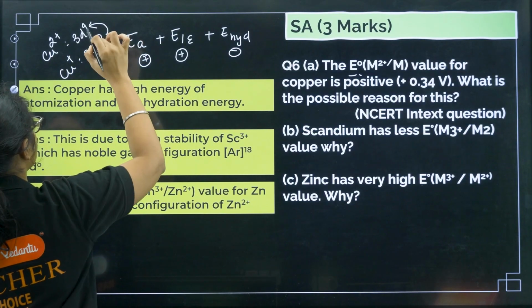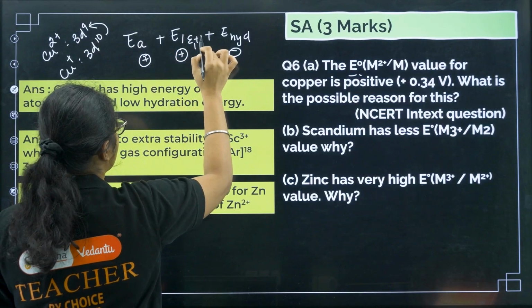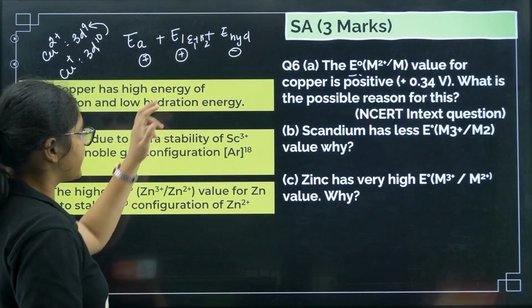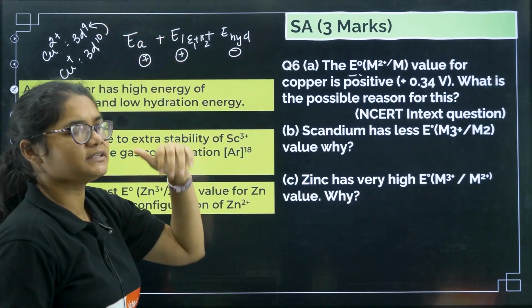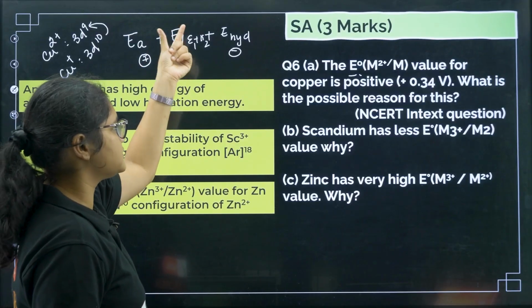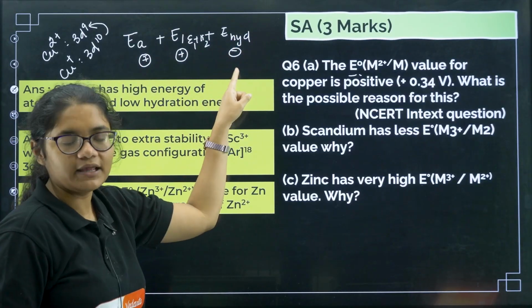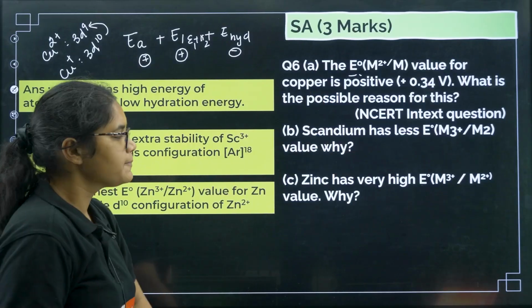So to go from here to here, in this IE, there is IE1 plus IE2, okay. Now the second ionization enthalpy of copper and the atomization energy of copper is very high, right? So that is why these 2 together, positive numbers, is much more than this hydration enthalpy. So that is why the overall value comes out to be positive here, okay.